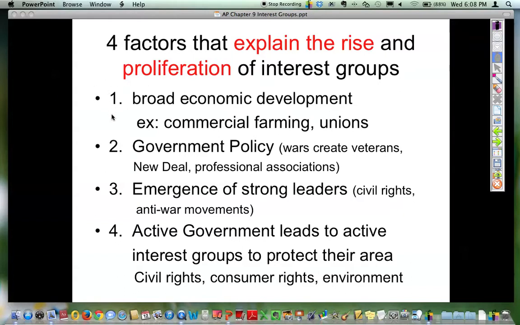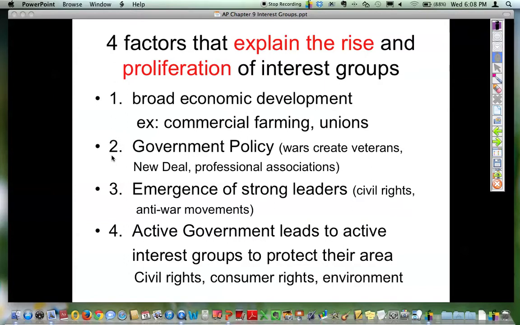Well, first of all, when we have a broad economic development, when the government or our industry grows, it creates different groups that have different needs. So when we get into farming, we now have commercial farming. When you have unions such as the Teamsters Union, they might want a specific goal, or teachers for that matter. Each trade area has their own focus. We have more interest groups when government policy is created.